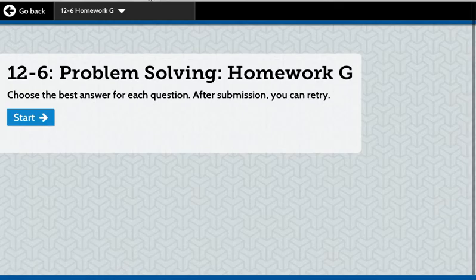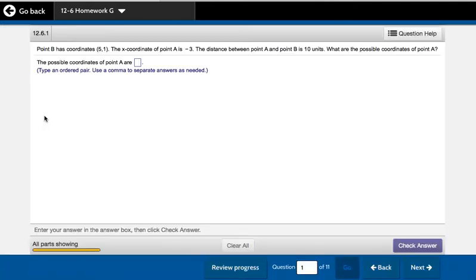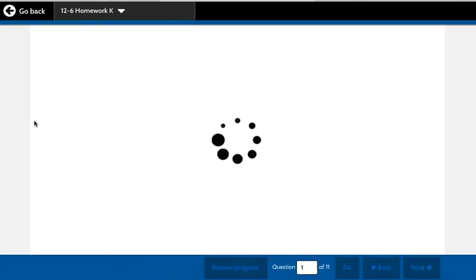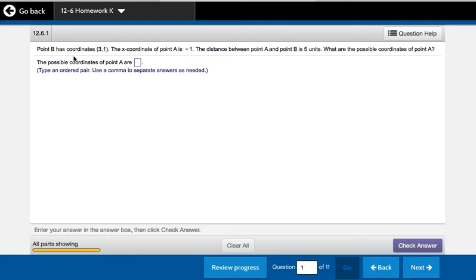If I go to the G, and I already have these opened up, and I go to problem number 1, you can see the point B has coordinates 5, 1, the x coordinate of point A is -3, etc. If I go to K, question number 1, it's the exact same question, different numbers, but the question is the same. And I can go through this particular homework, only has 11 questions. Typically there's 15. But I can go all the way to question number 9.